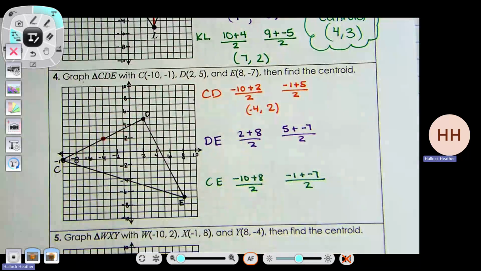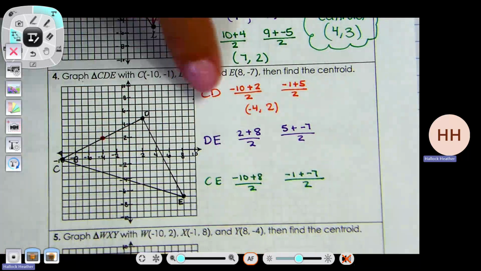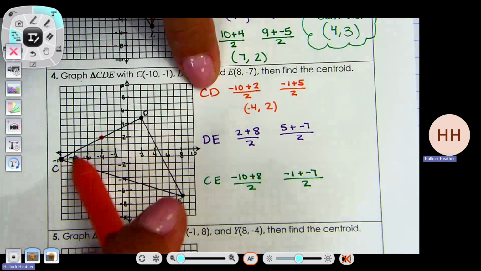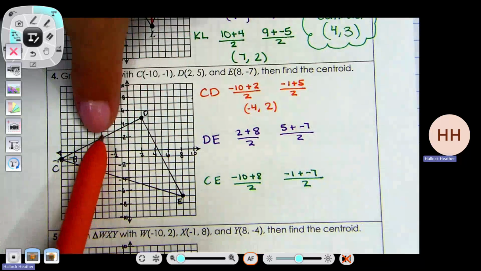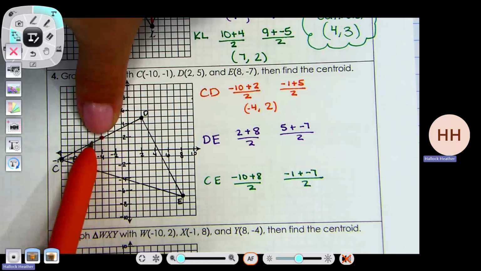That's nice. Okay, so that's gonna connect, which makes sense because it's C to D. It's the midpoint of CD, not over there. So it's -4, 2. It's gonna connect to the opposite vertice, which is E.